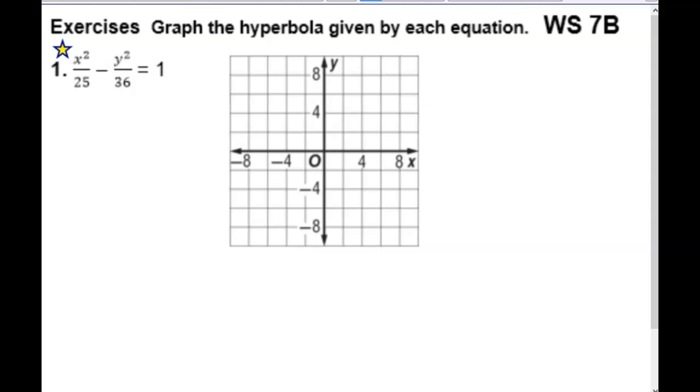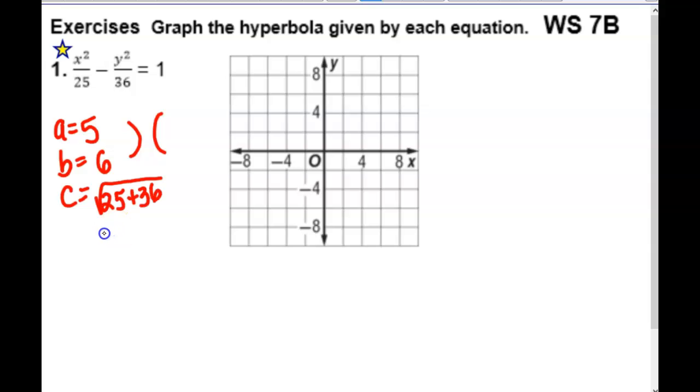All right, see how far you can get on this one. You have this one on 7B. What's A? Anybody tell me A or B or C? So here B is bigger, but it's going to open which way? It's going to open this way. All right, C is the square root of 25 plus 36, or what is that, 61? Which would make it almost 8. Like 7 plus or minus 7.8.